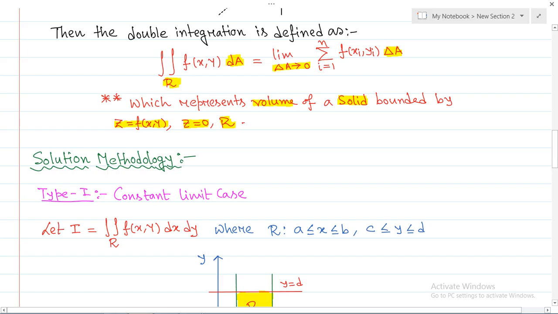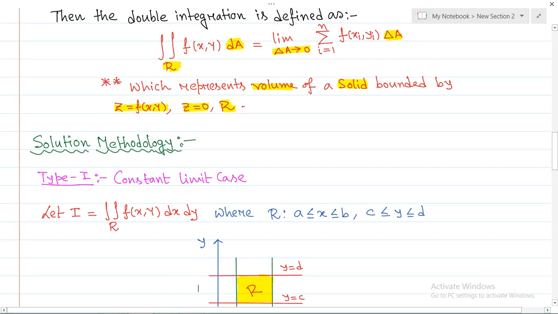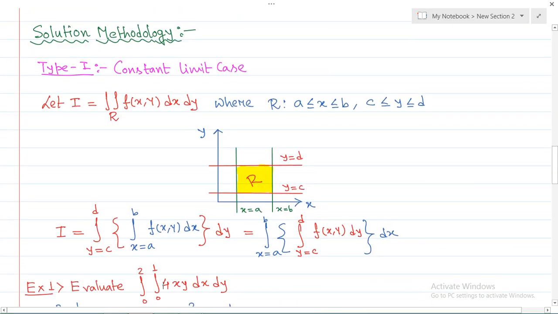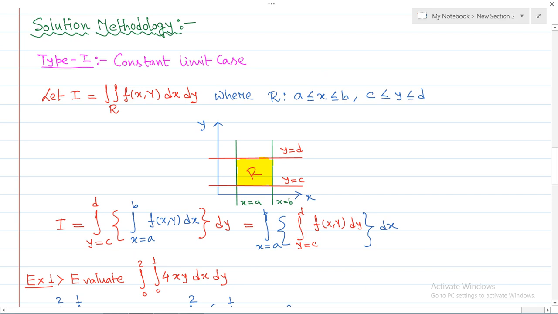Now today our task is to understand the first case of this double integration and do some problems based on that. First we come to the solution methodology, how to solve this kind of integration problem in our exam. First we start with the type 1 case, that is the constant limit case. Whenever in a double integration both the limits are constant, how do we approach that problem?